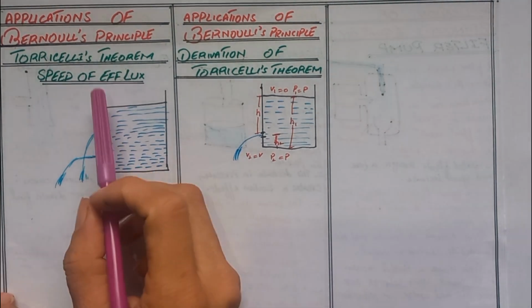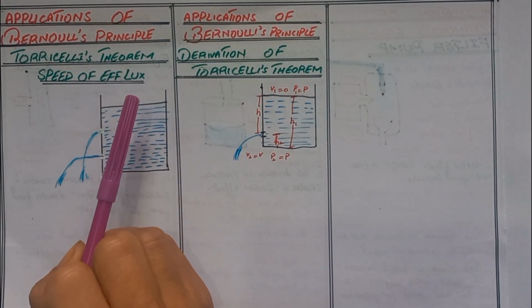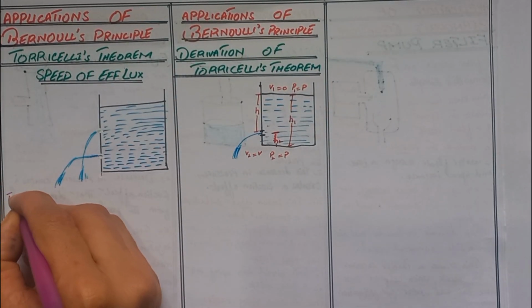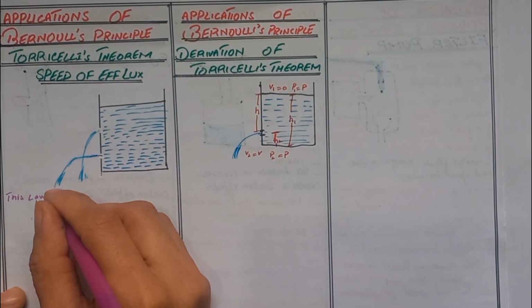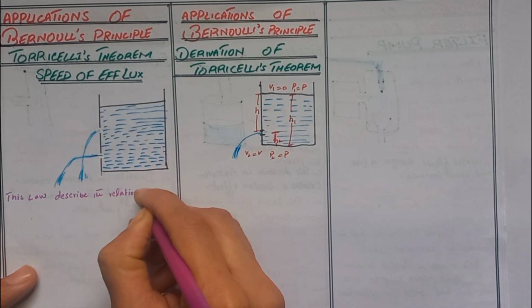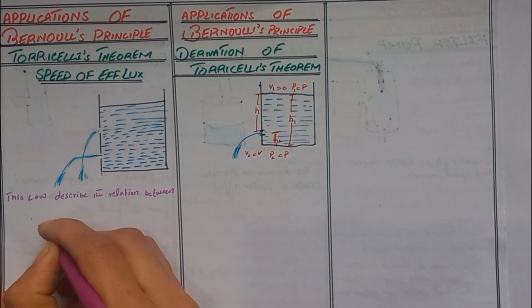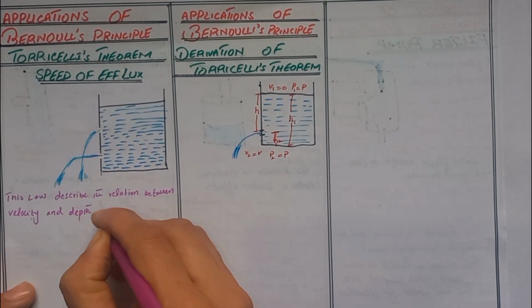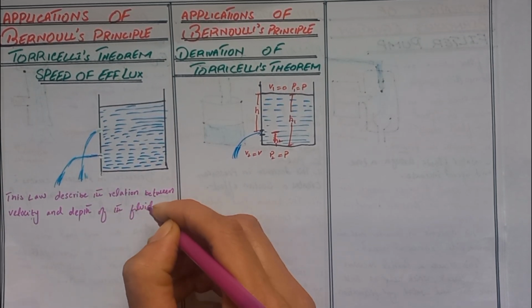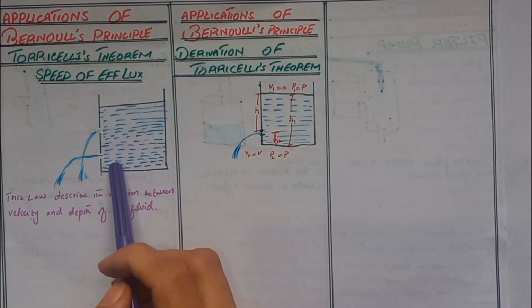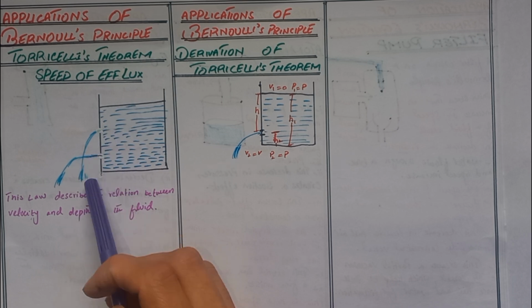Today we discuss an application of the Bernoulli principle, that is the Torricelli theorem, also called the speed of efflux. This law describes the relation between velocity and depth of the fluid. Here we use a container of liquid with holes at different heights. The depth of the liquid above each hole determines the exit velocity from that hole.